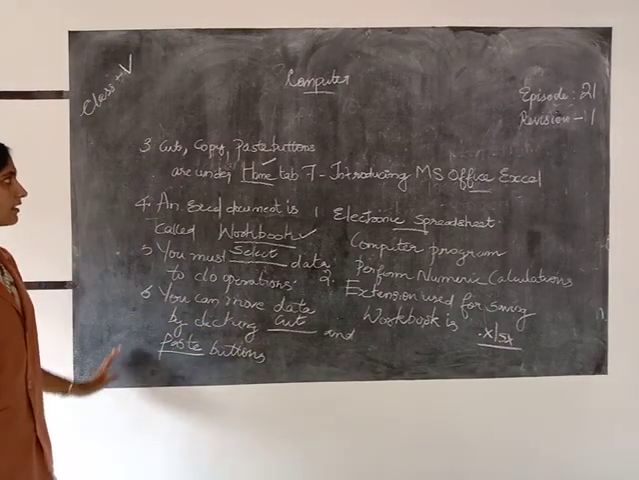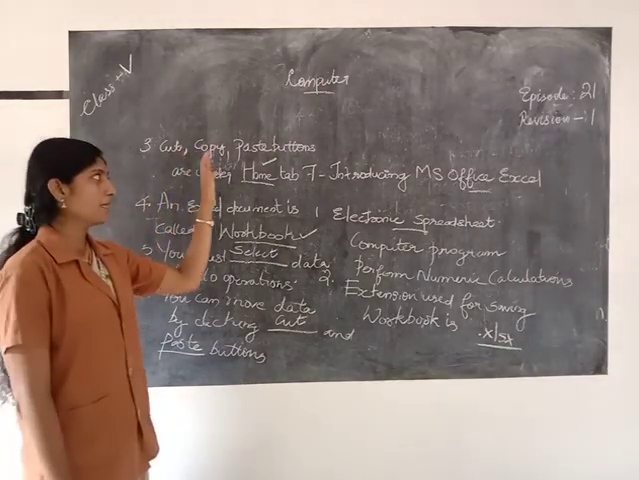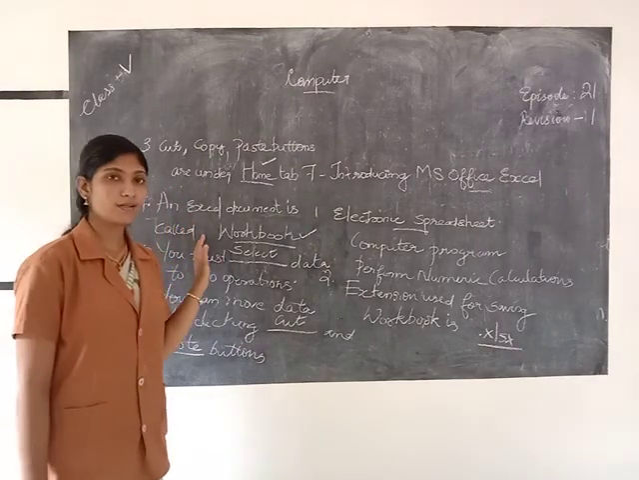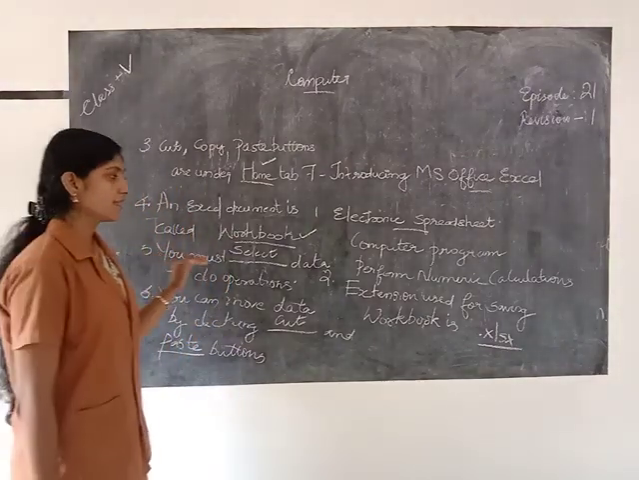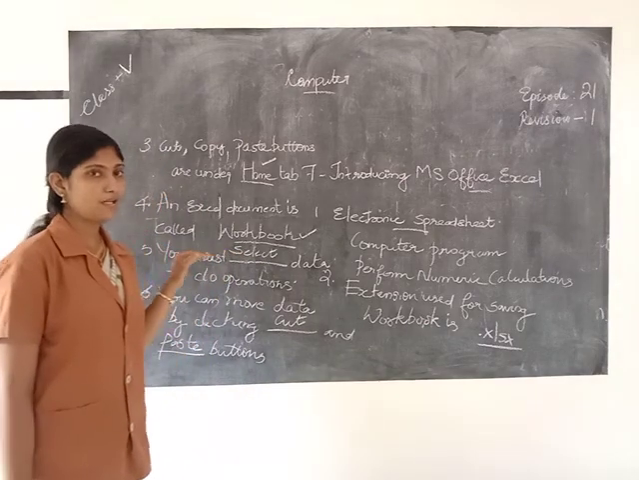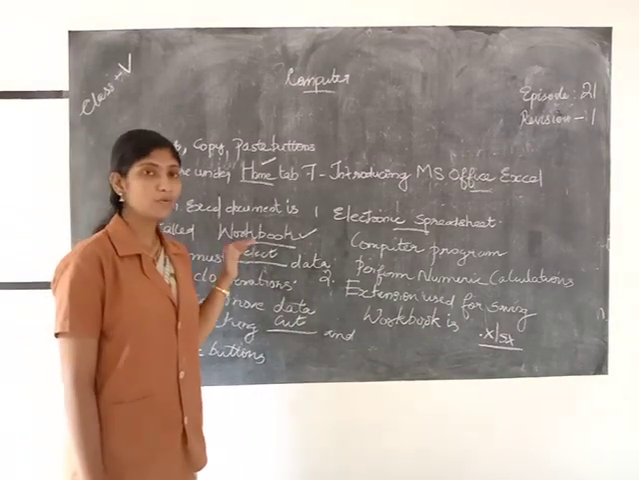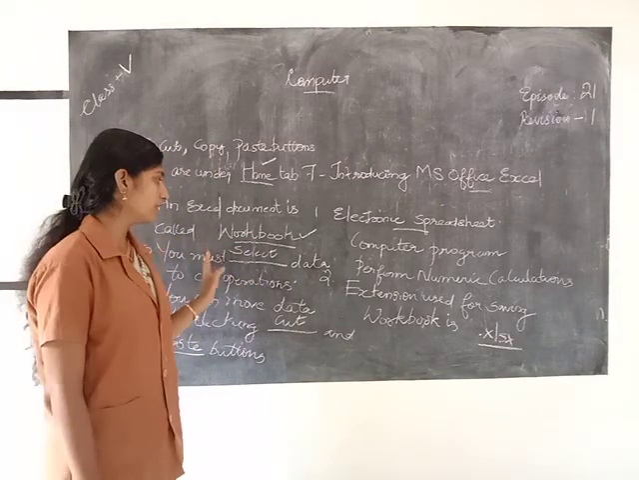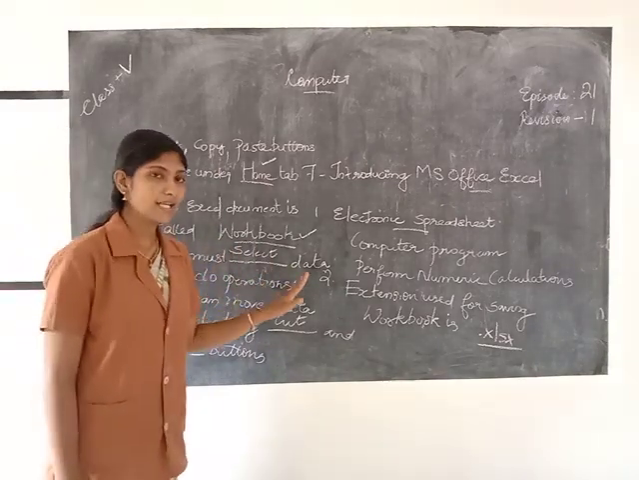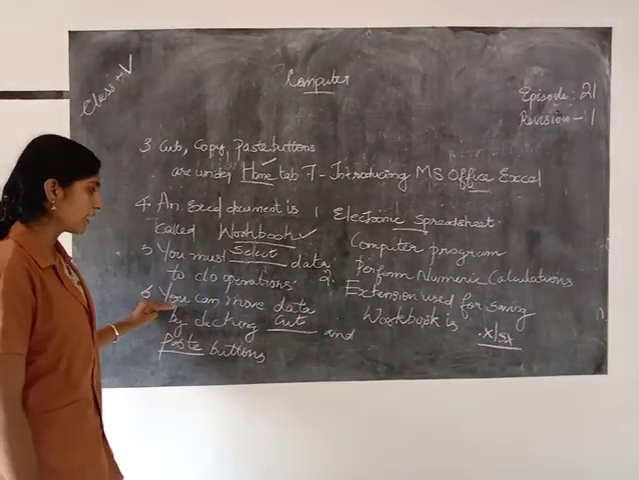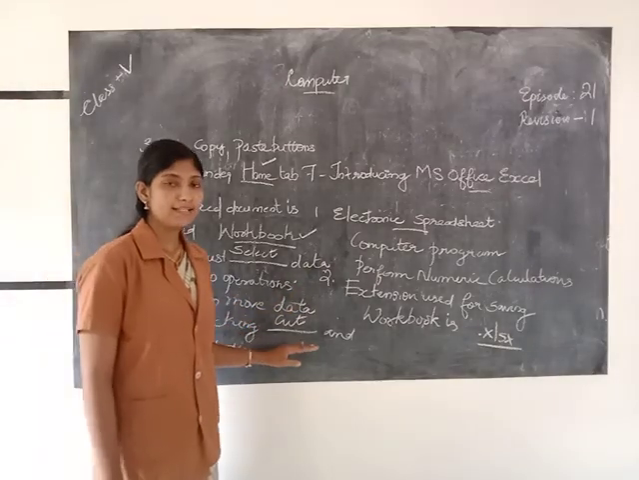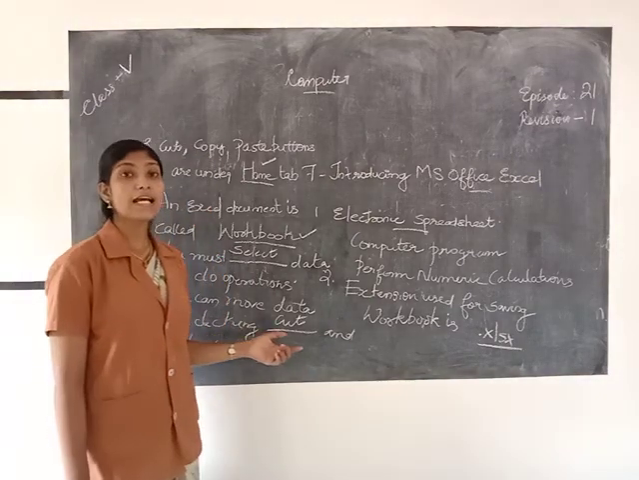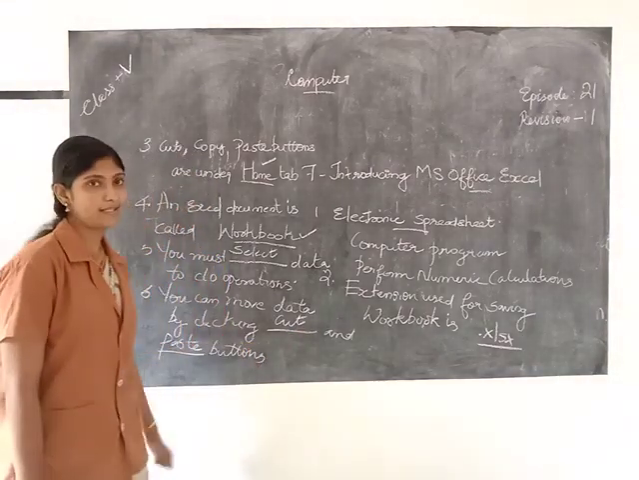So one important thing, cut, copy, paste buttons are under home tab. Then Excel document is called workbook. Then you must select data to do operations. First of all, you need to select data. Then only you can do any operation. Then next, you can move the data by clicking dash and dash buttons. Which are the buttons we used for moving data? Cut and paste buttons.